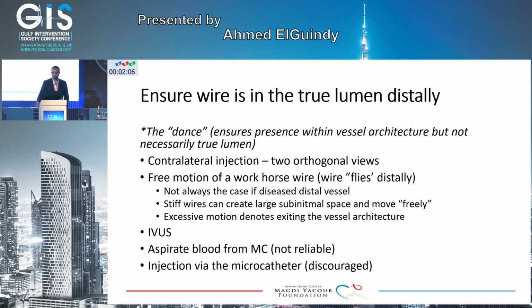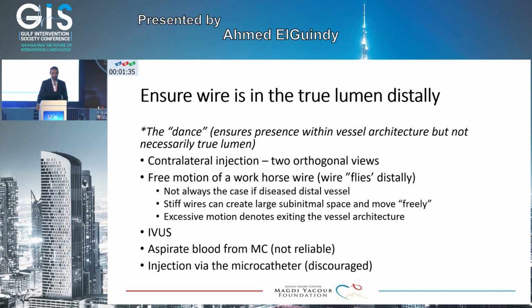The best thing is to do orthogonal views, contralateral injection into orthogonal views, but sometimes that's also difficult to determine, especially if the visualization is poor or the vessel is very small. So the next best alternative would be to test a workhorse, non-polymer jacketed, non-hydrophilic wire. And if that flies smoothly into the distal part of the vessel, it usually signifies you're in the true space. Now, if you're still in doubt, IVUS can be extremely useful.